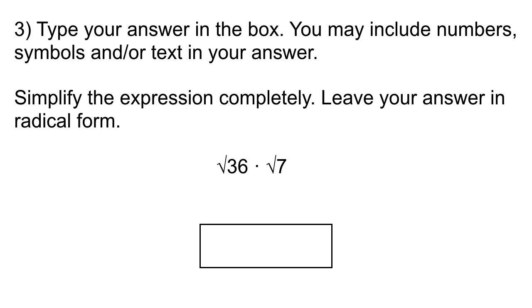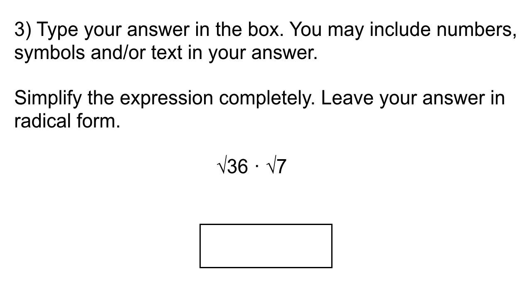Okay, so here it says, type your answer in the box. You may include numbers, symbols, or text, and it's asking you to simplify the expression below completely and leave your answer in radical form. So first of all, what is radical form? Radical form is the simplest form, meaning that you can't simplify it further. And it's telling you the square root of 36 multiplied by the square root of 7.